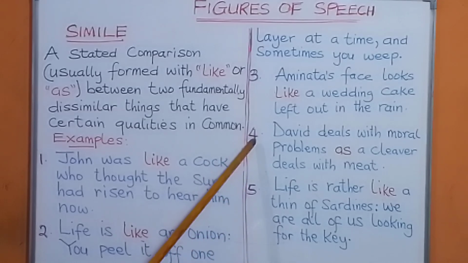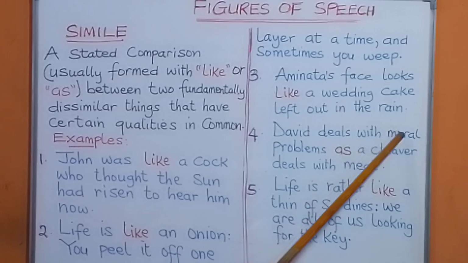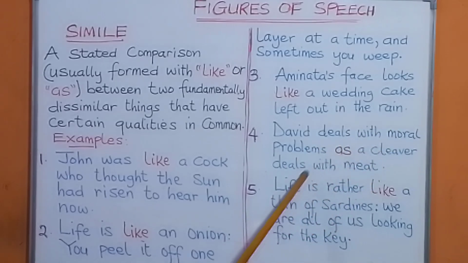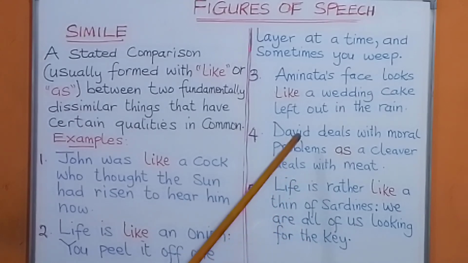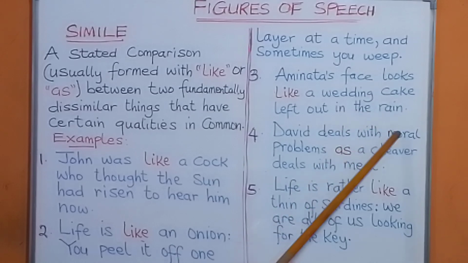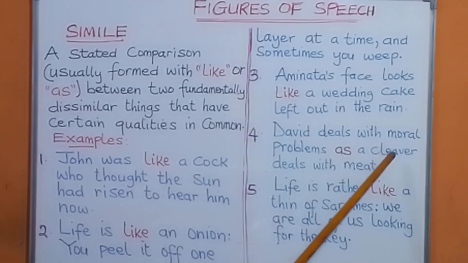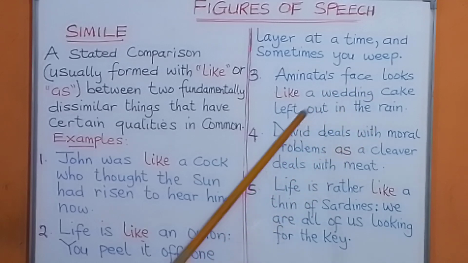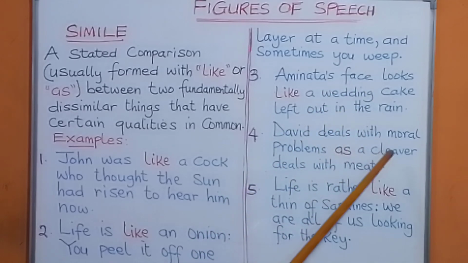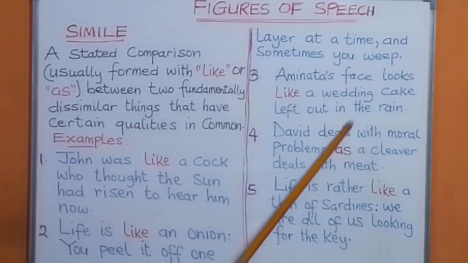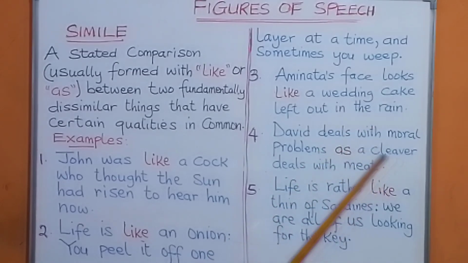Let's go to number 4. Simile, number 4. David deals with moral problems as a cleaver deals with meat. Comparing how David deals with moral problems with how a cleaver deals with meat. You see that? David on one part, cleaver on one part. David dealing with moral problems, cleaver dealing with meat.